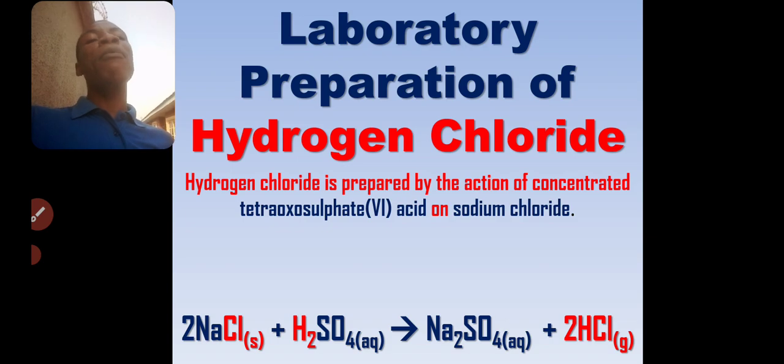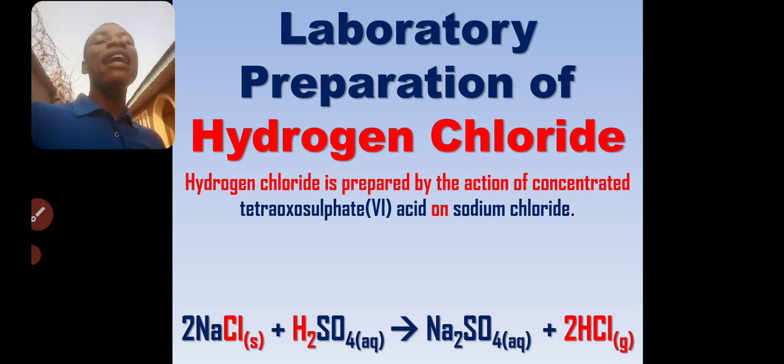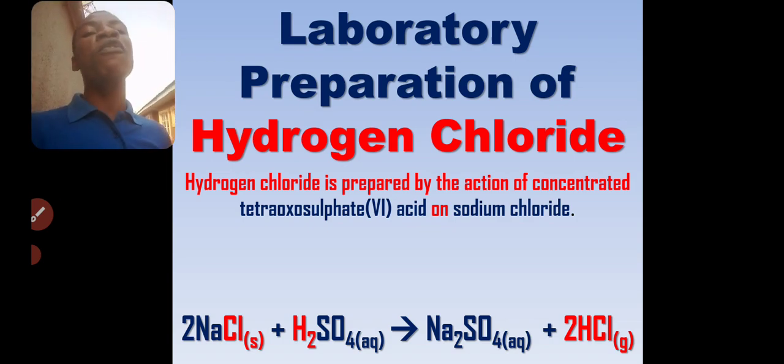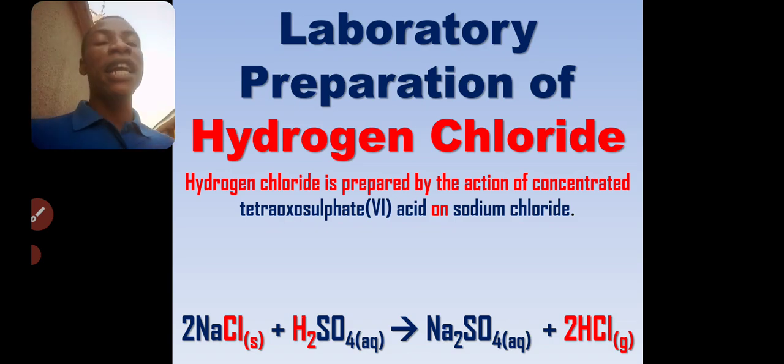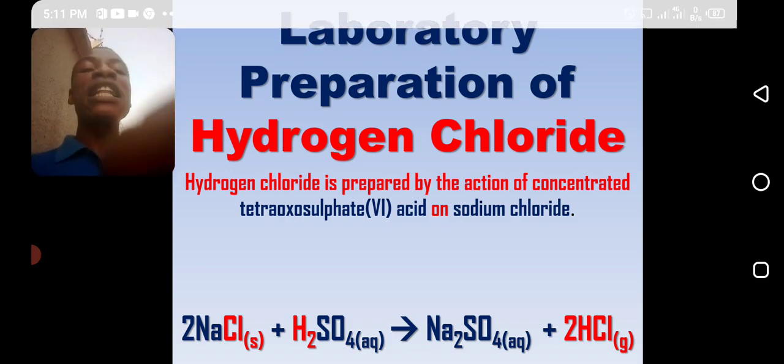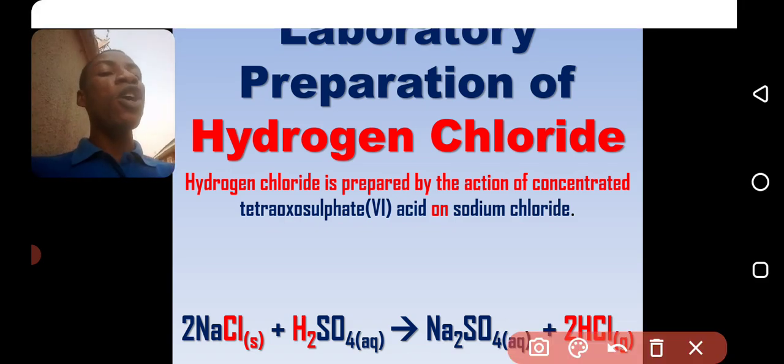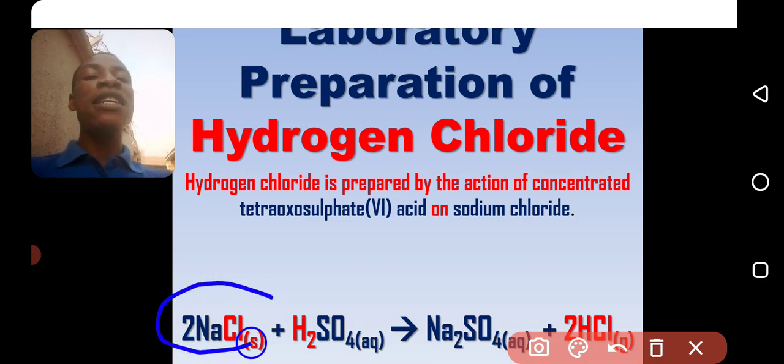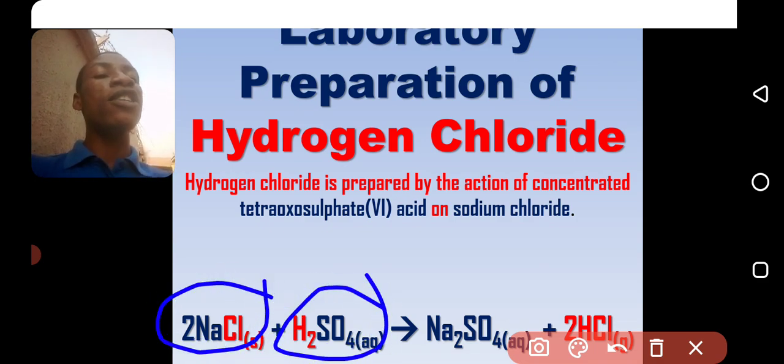How do we prepare hydrogen chloride in the laboratory? It is prepared by the action of conc H2SO4 on sodium chloride. When you react conc H2SO4 with sodium chloride, it gives you hydrochloric acid. As you can see in the equation, NaCl plus conc H2SO4.